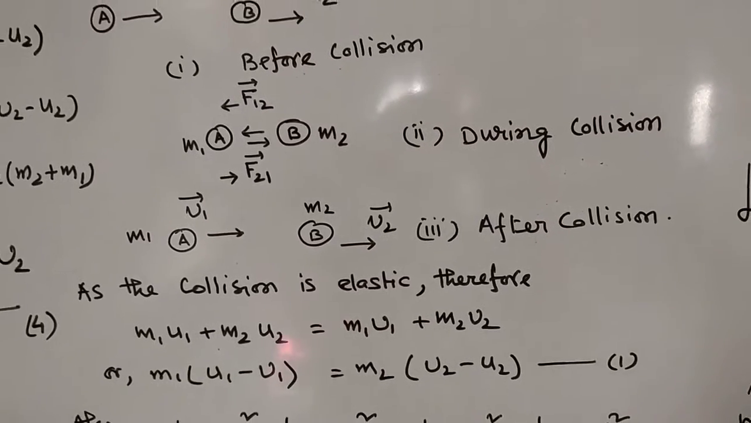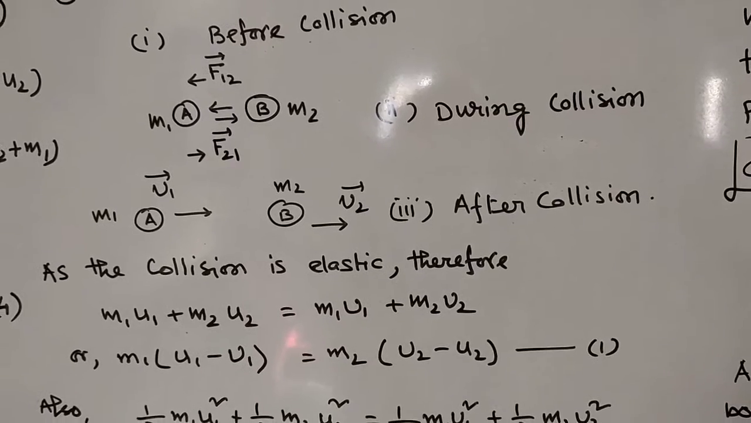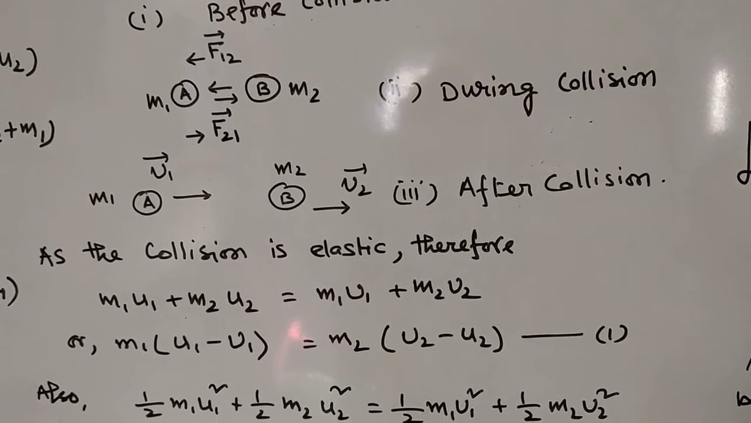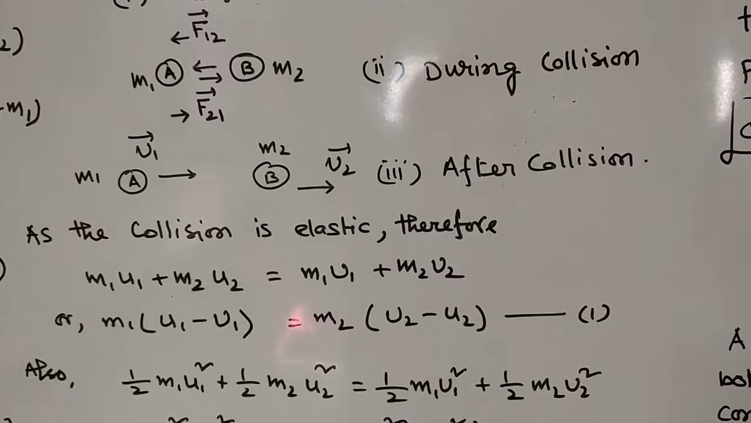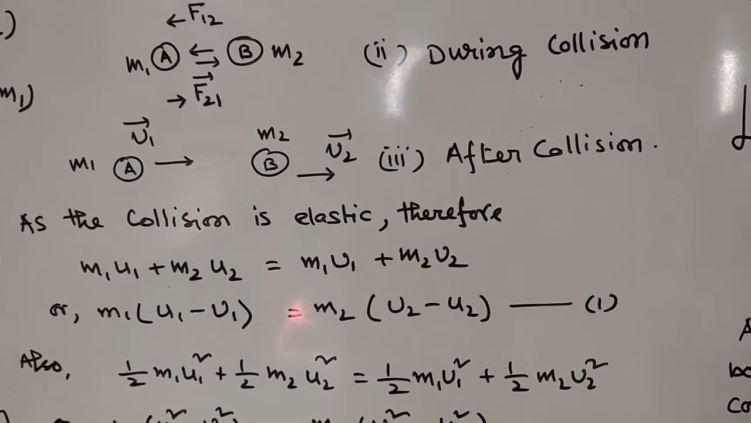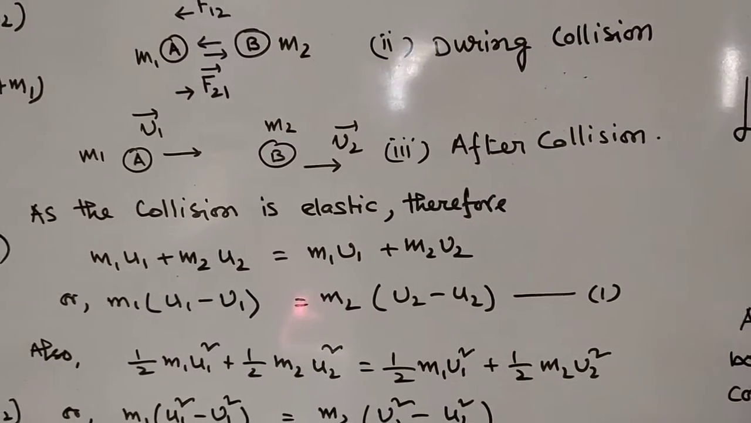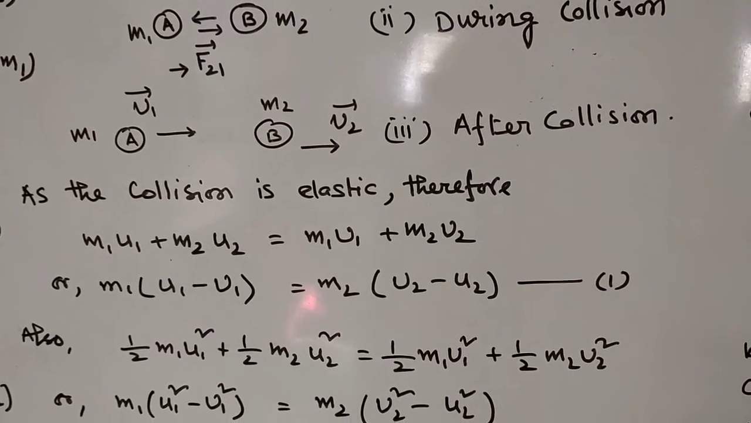Now as the collision is elastic, the total momentum before collision should be equal to the total momentum after collision. So m1 u1 plus m2 u2 equals m1 v1 plus m2 v2. If we take the terms together, it becomes m1 within bracket u1 minus v1 equals m2 within bracket v2 minus u2.